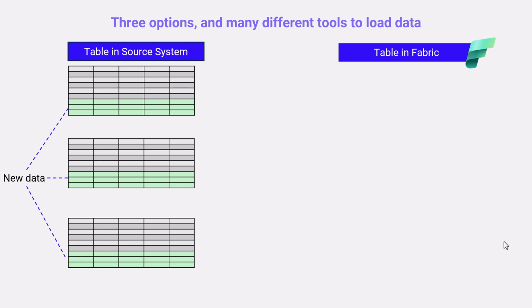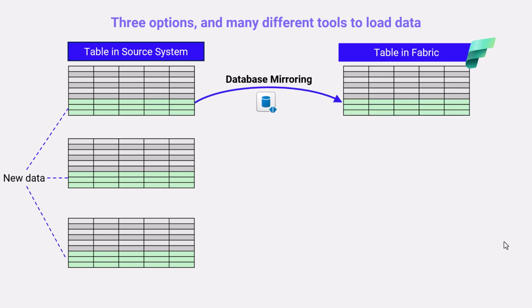So now let's talk about some different options that are available to you as a data engineer for performing this, keeping the source system and the analytical system in sync in Fabric. Well, the obvious one is database mirroring. If your source system supports database mirroring, that effectively makes this job of keeping the two in sync very easy, right? That's one of the key features of database mirroring.